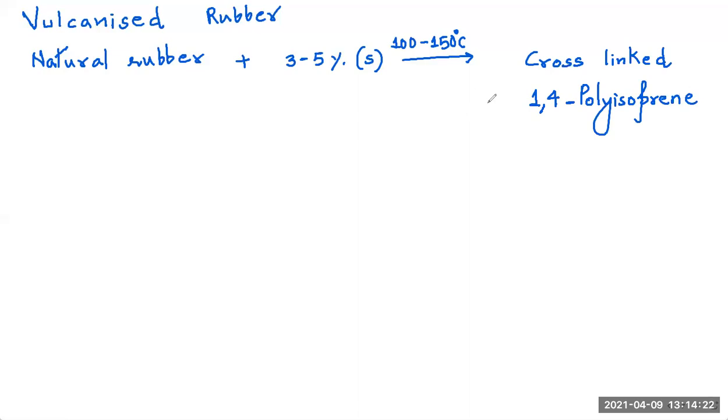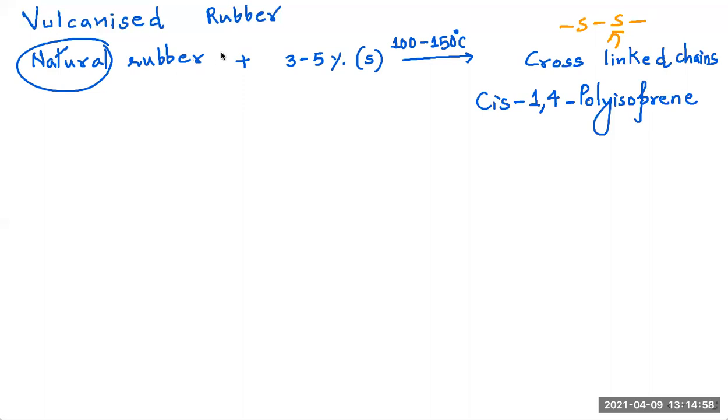Cis. It is natural rubber, my dear. Natural rubber is cis. Trans is gutta percha. And these chains are formed cross-linked chains. And then the question that can come in exam is, what's the link? The link is dash S dash S dash. Is that clear?